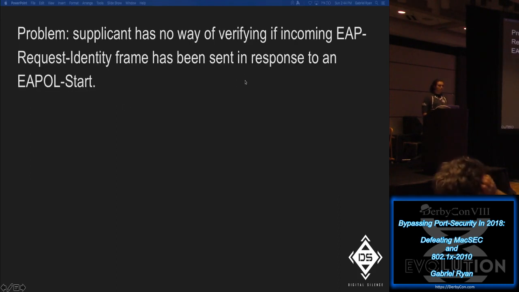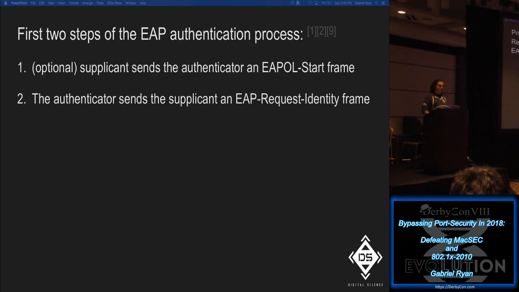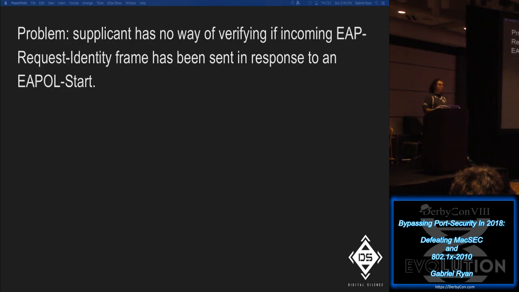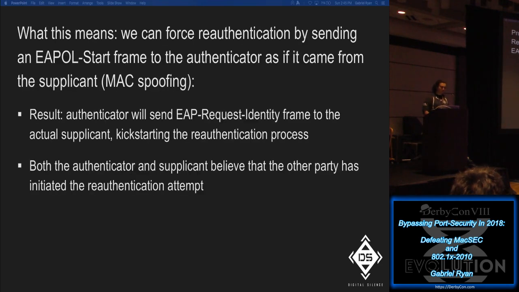The problem with this is the supplicant has no way of verifying if an incoming EAP request identity frame has been sent in response to an EAPOL start frame or not. So this is a stateless transaction, right? There's no way for it to remember whether or not it just sent an EAPOL start frame, and that's the reason why it's receiving this request identity frame. So what this means is that we can actually force re-authentication by sending an EAPOL start frame to the authenticator as if it came from the supplicant.